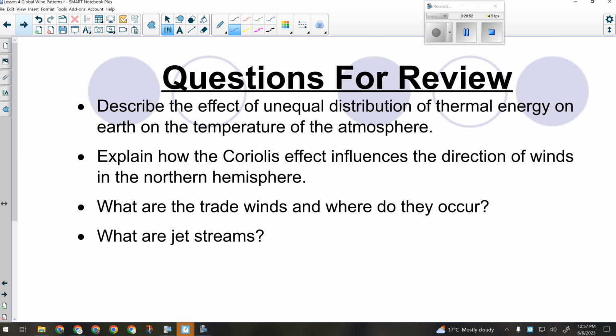Okay, so quick questions here. Describe the effect of unequal distribution of thermal energy. Wind would be my answer to that. Describe what the effect of it is. The effect of it is the second law of thermodynamics kicks in, convection happens, that's wind, that's movement of air. That's going to help move that energy around.